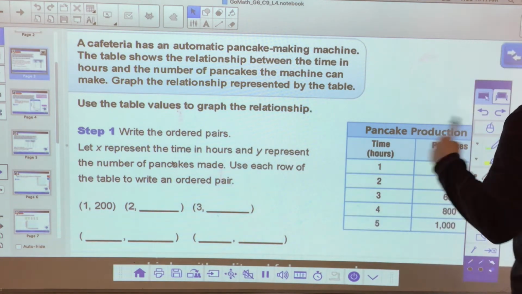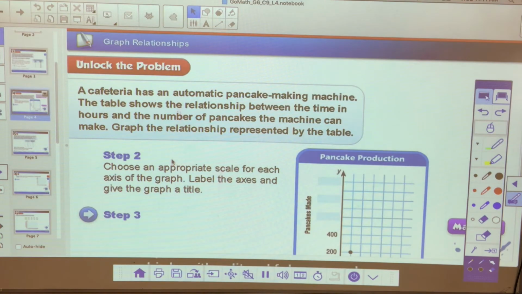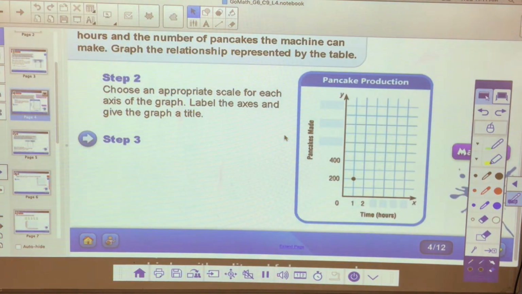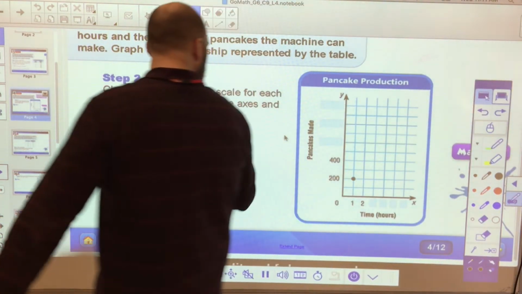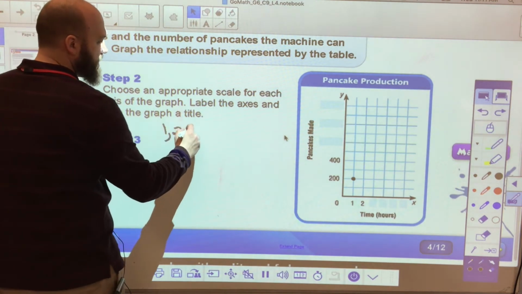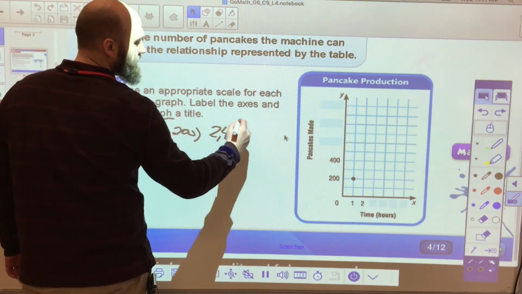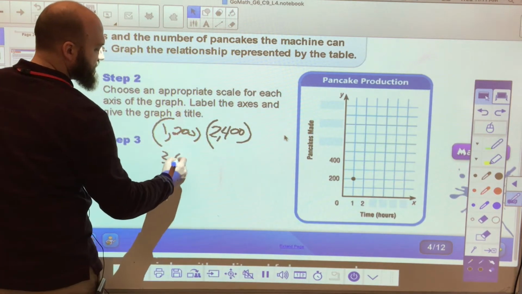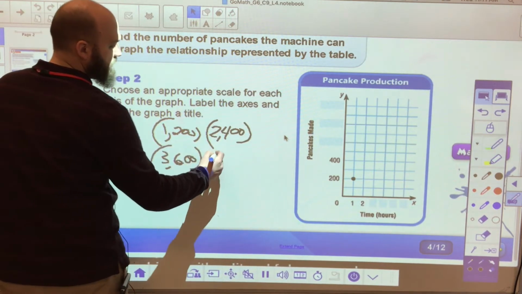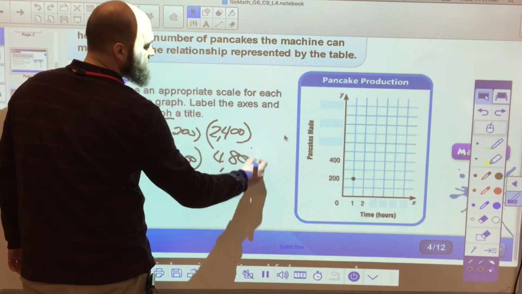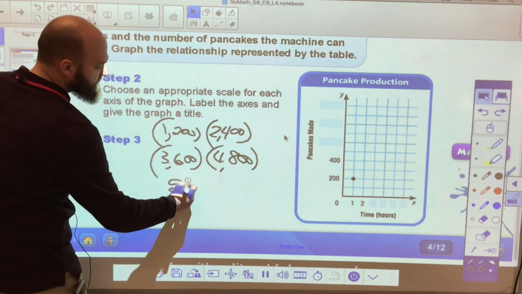So now how do I graph this? Let's go to my next slide. And I have a graph over here. I'm going to put all the information that I had before, 1 to 200, 2 to 400, 3 to 600, 4 to 800, and this is just what I had on the last slide, and 5 to 1,000.